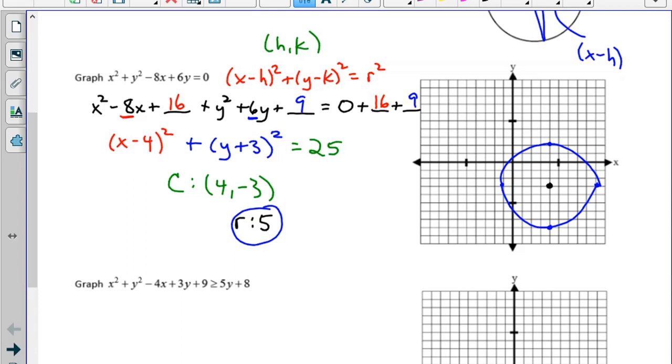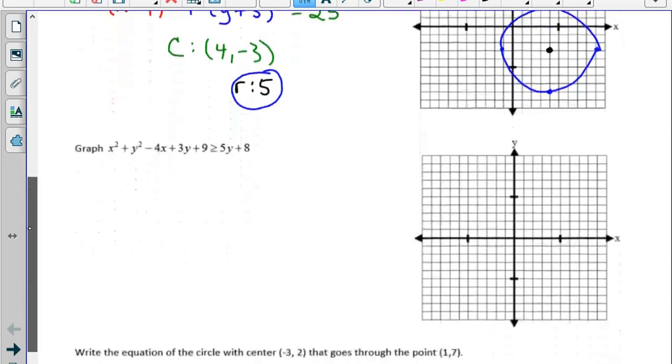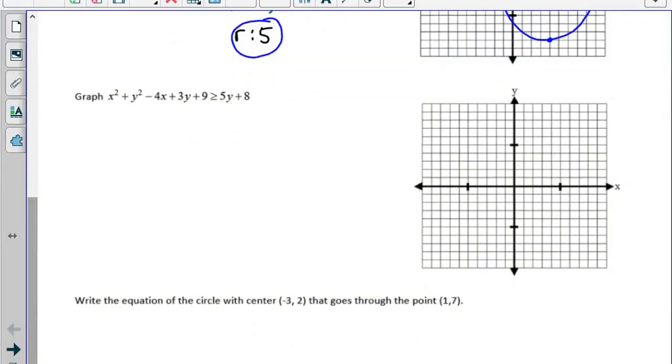And I didn't graph it perfectly, but it's pretty close. Second problem. We're going to have to complete the square again. I'll get everything on one side of the inequality. So notice this is an inequality, which means we're going to be shading in this problem.